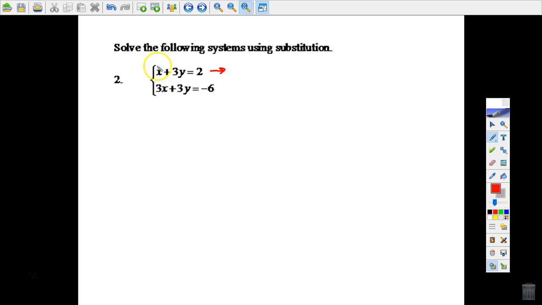So if you can, look for a variable that has a coefficient of 1, and that makes using this method a lot easier. So we solve for x on the top by subtracting 3y from both sides. And substitution says solve for a variable and then replace that variable in the other equation. So in place of x in the bottom equation, we're going to put negative 3y plus 2. And we're going to solve for y.